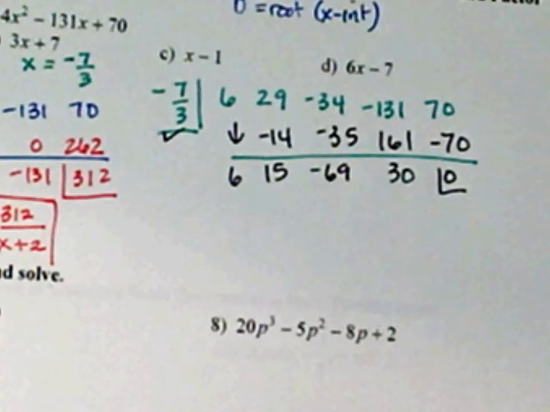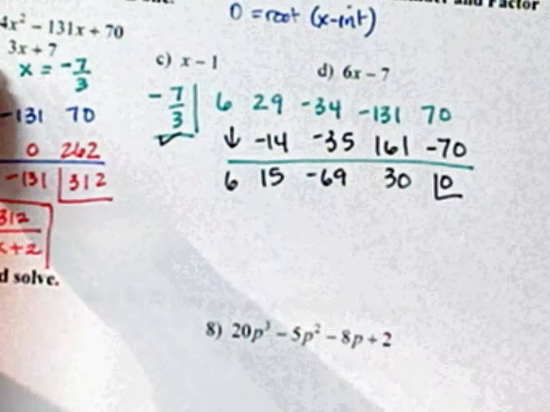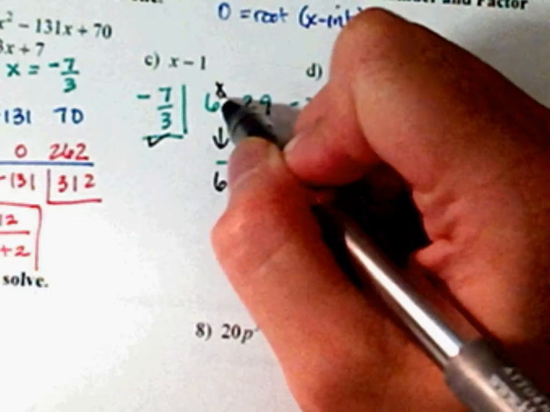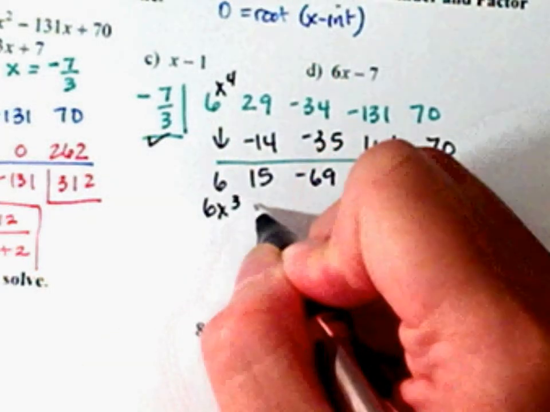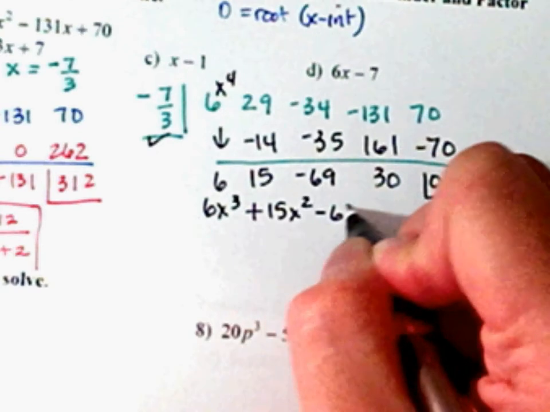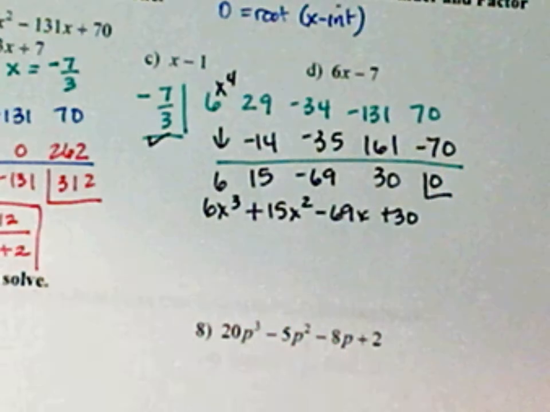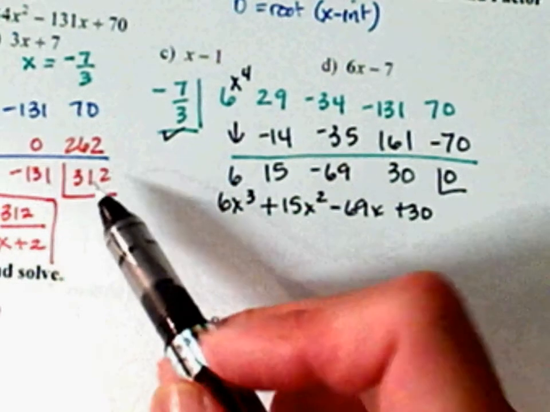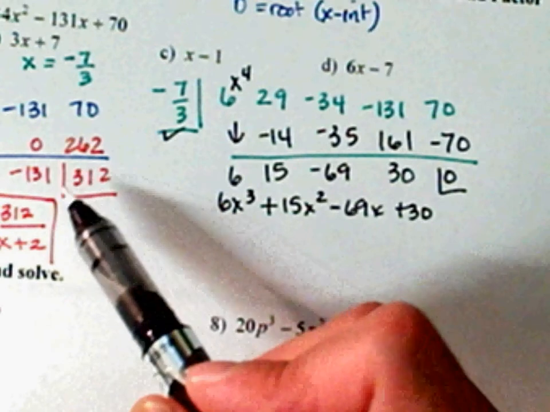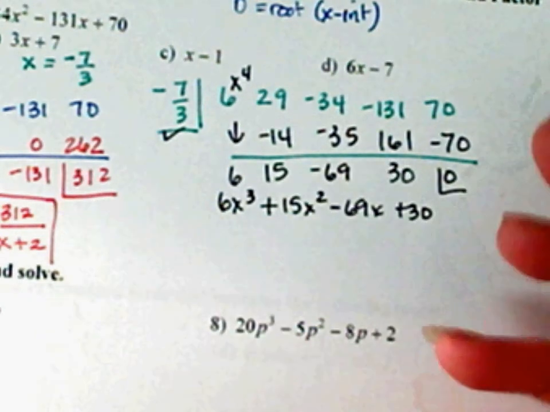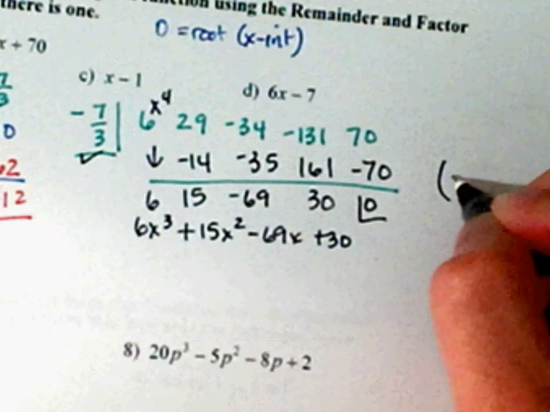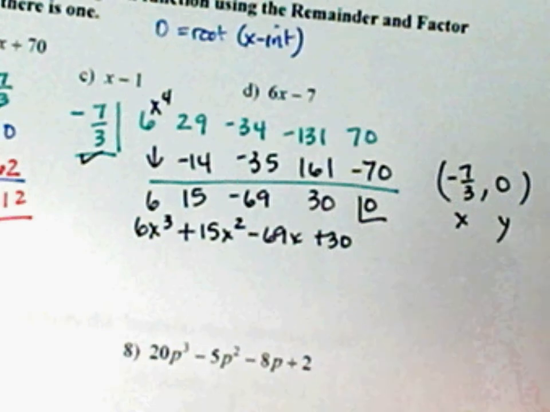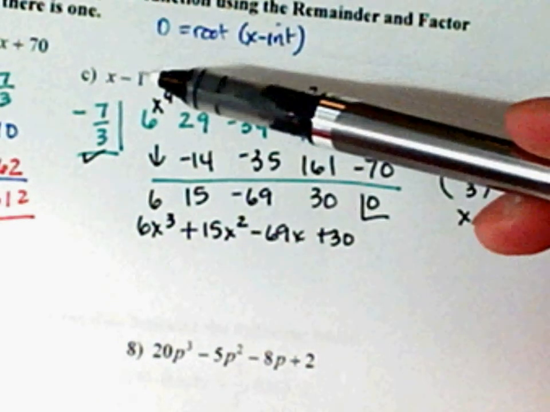Sorry, let me show you the math for that part. So B is going to work. Why? Because you have a remainder of 0. So this is x to the 4th, this is now 6x to the 3rd, plus 15x squared minus 69x plus 30, okay? And you do the same thing for C, and you do the same thing for D. So if you have a remainder, that means that's not one of the roots. If it is, this is one of the roots, and it will be -7 over 3, and your y is 0. There's your x, there's your y. So I'm going to let you guys go ahead and repeat that for C and for D, since I'm out of room.